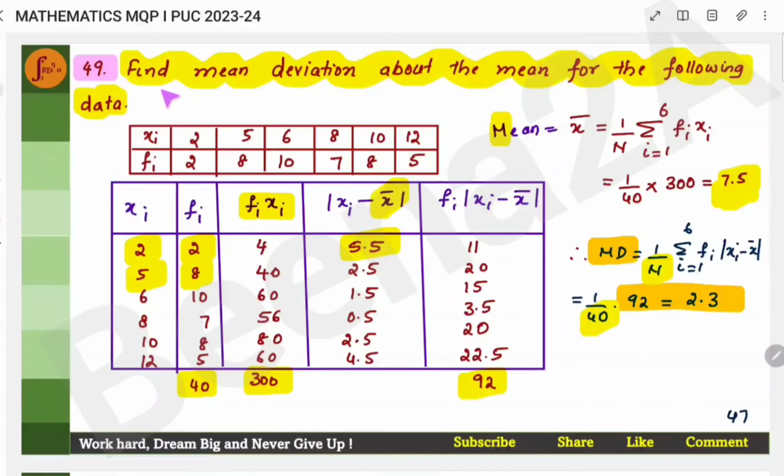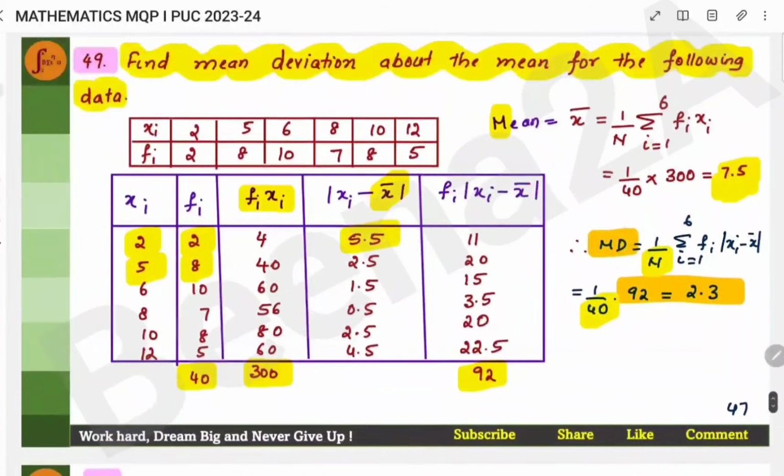Now let's look at this particular problem. Find mean deviation about the mean for the following data. So the distribution is given here. We'll first have to convert this into a table format. So you put all the xi values, all the fi values here, multiply both of these, right? Find the total of fi's, find the total of this product. So you get 340.